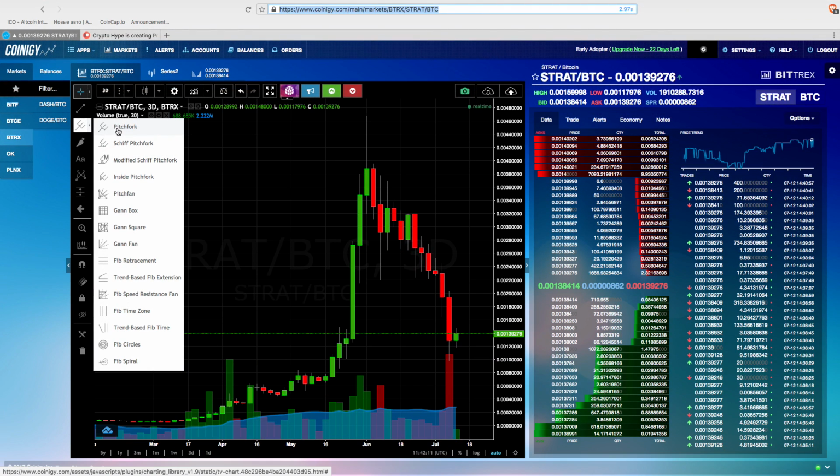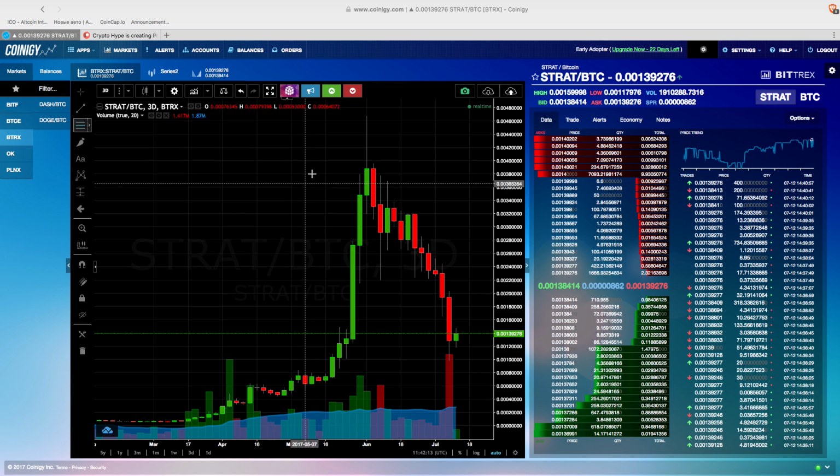So as you can see right over here, let me look at the Fib retracements, and just hold on. If we look at the Fib retracements, by the way, I'm using Coinergy.